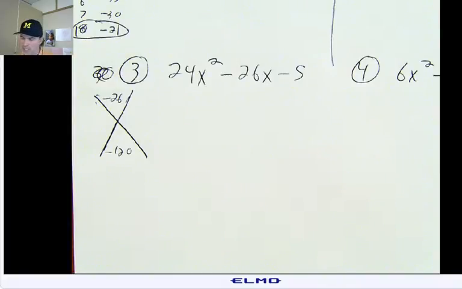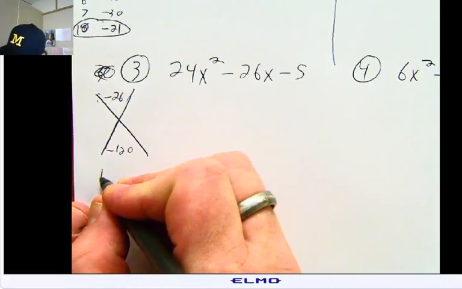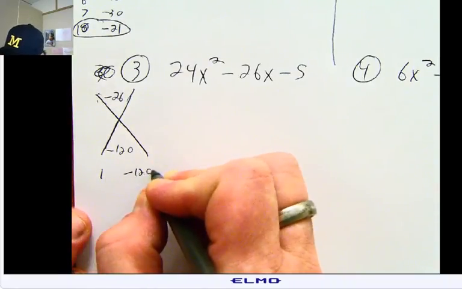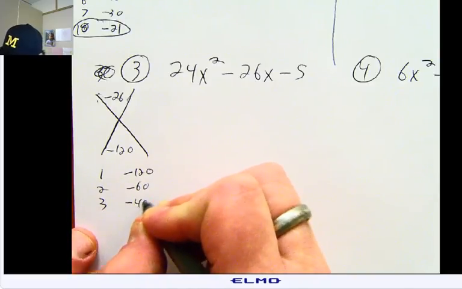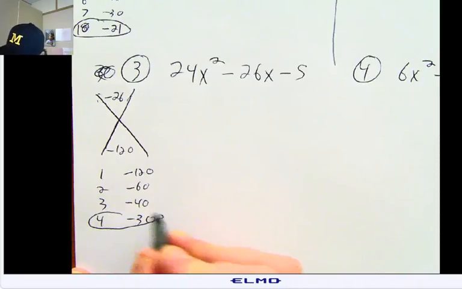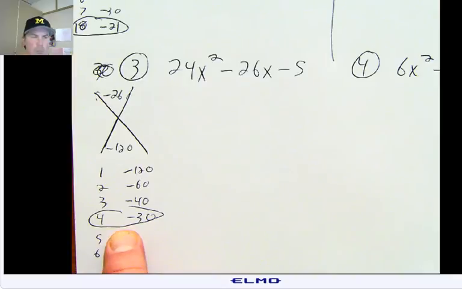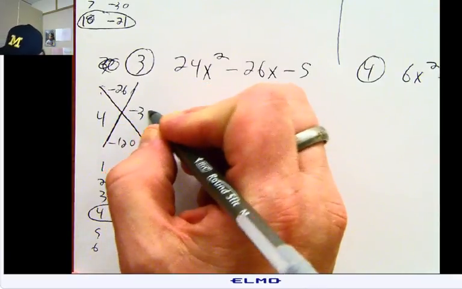So let's see, 30? Yeah. You should always make the list. 1 times negative 120, 2 times negative 60, 3 times negative 40, 4 times negative 30. I could keep going on with the list, but once you hit a number that works, just go with it. So I have a 4 and a negative 30.